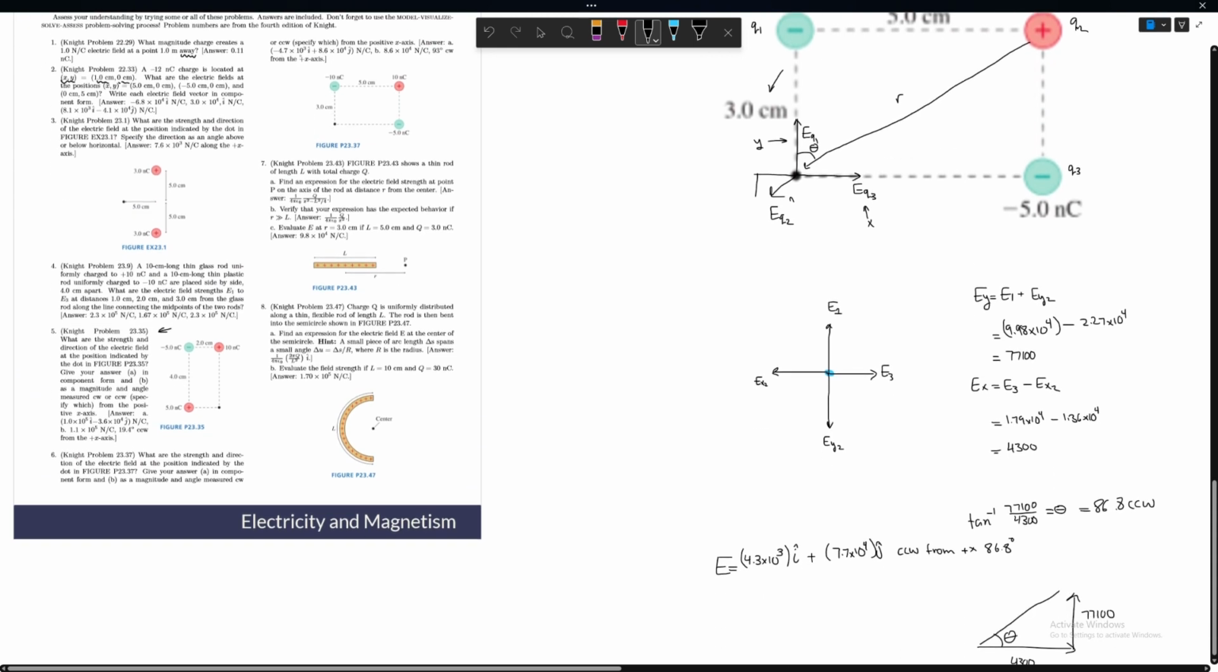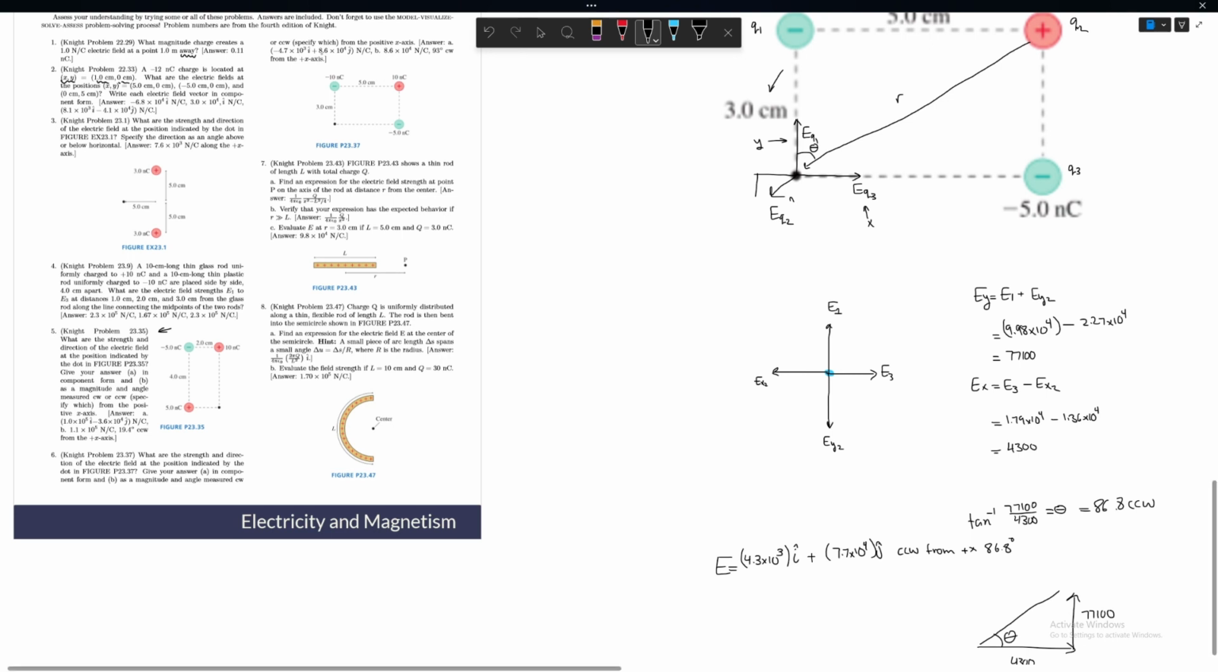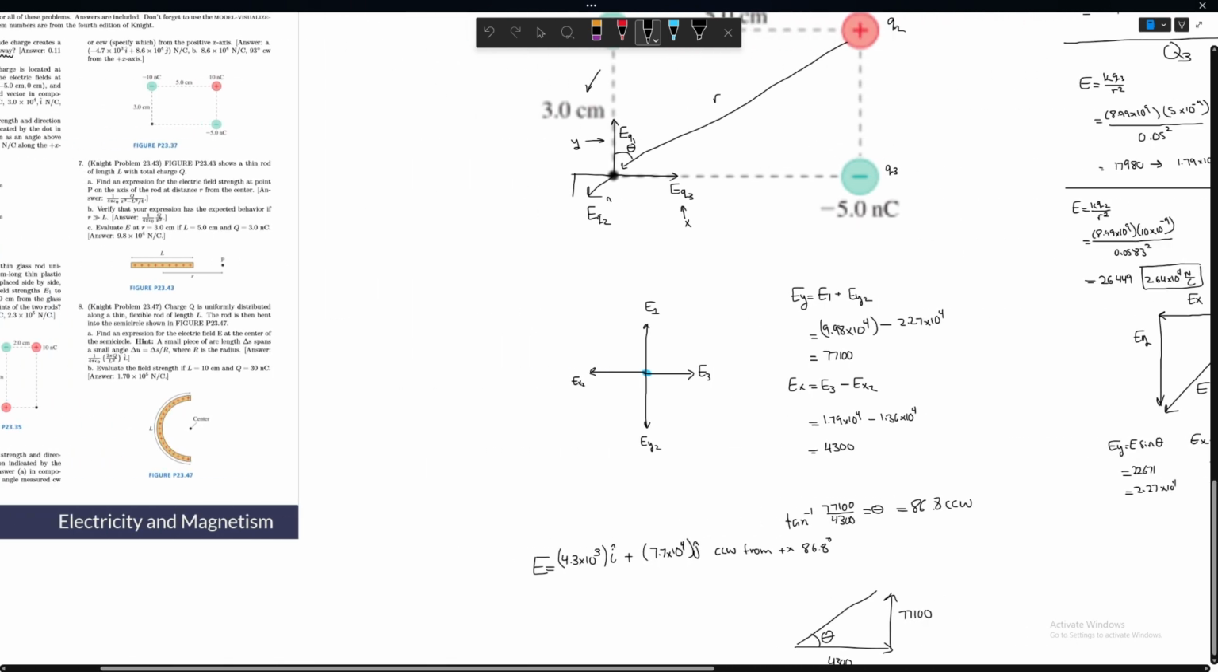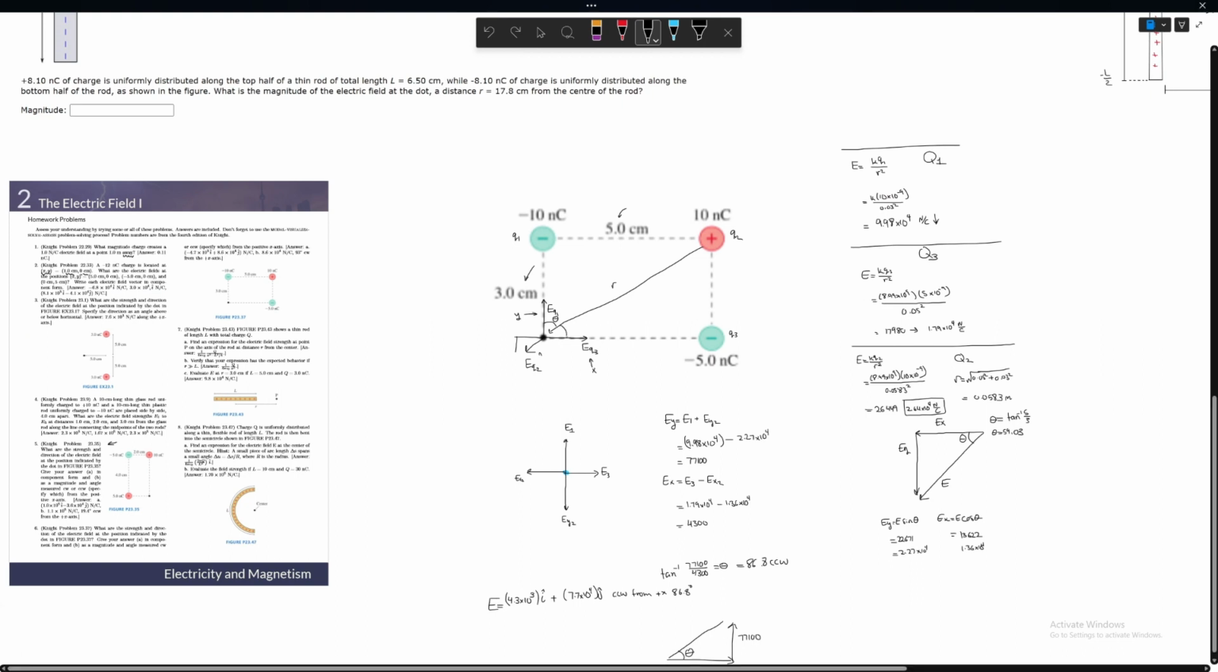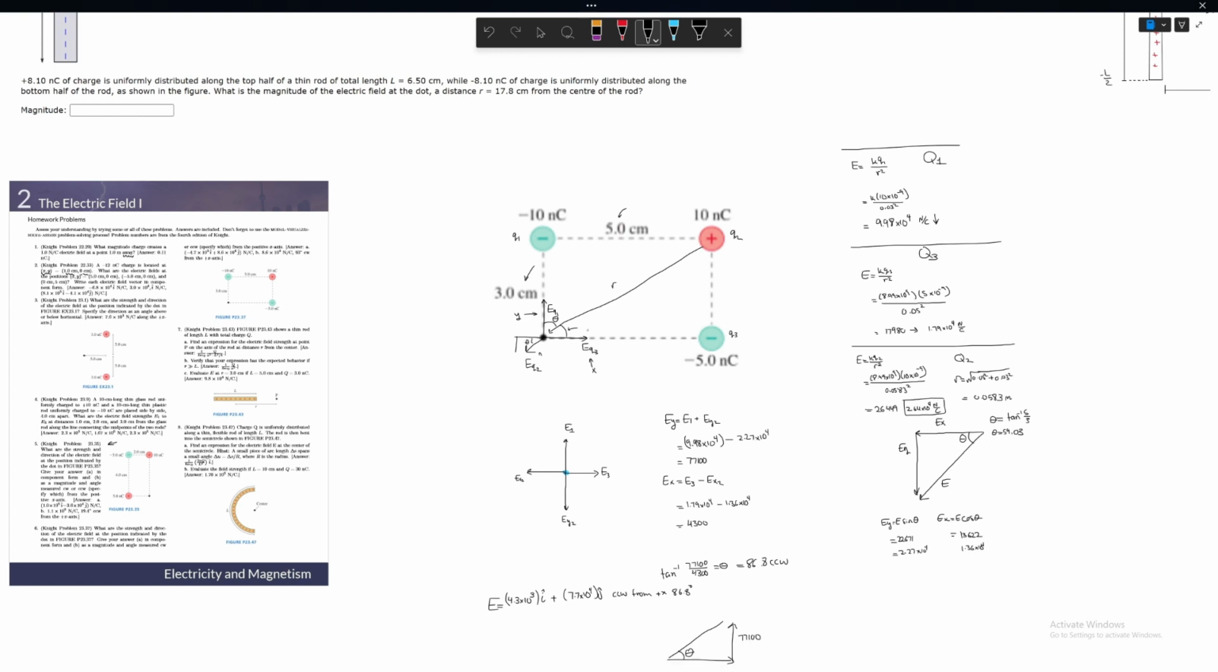Now to confirm our answer, what do we get here? 4.7 times 10 to the 3 and 8.6. There must be some mistake I made here. Give me 1 second. Okay, so the mistake I actually made is right here, and this angle theta that I was looking for is actually this corresponding angle.